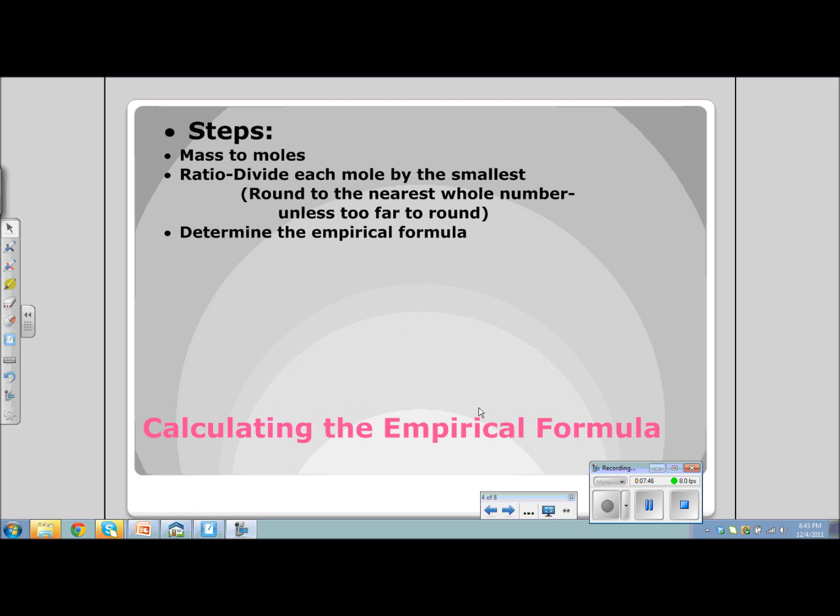So basically, if you are given the mass, all you have to do is calculate the moles: convert mass to moles, then find the ratio by dividing each mole value by the smallest number of moles. At this point, you round to the nearest whole number, unless it's too far to round. In that case, we have to multiply by a number that will give us a whole number, but we'll come back to that a little later. And then we determine the empirical formula. Pause and write these steps.